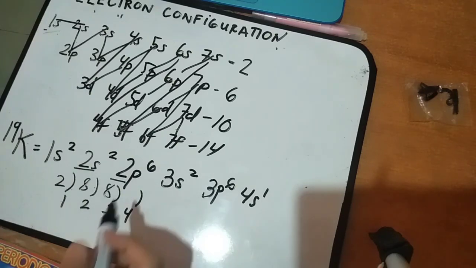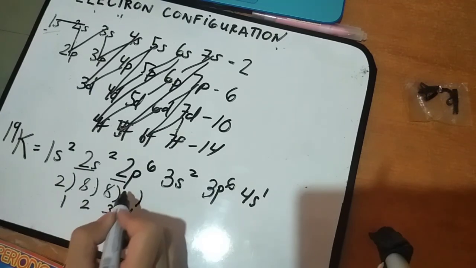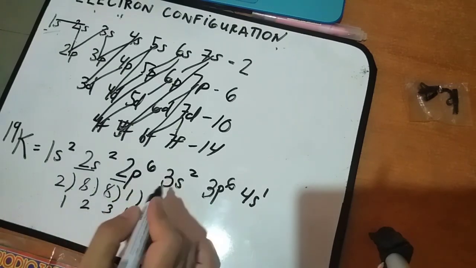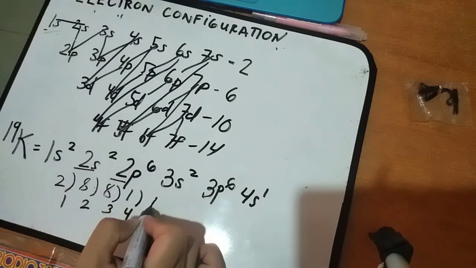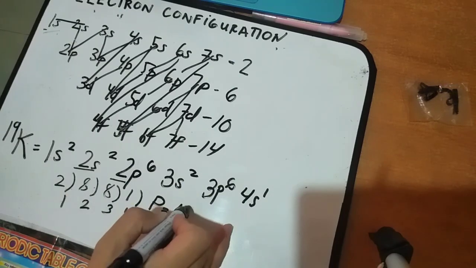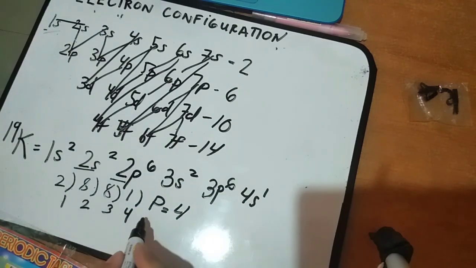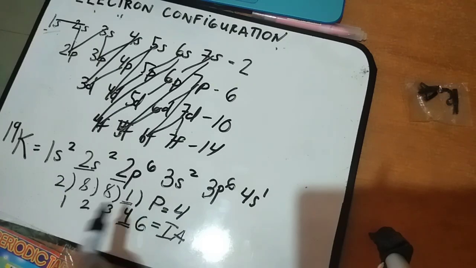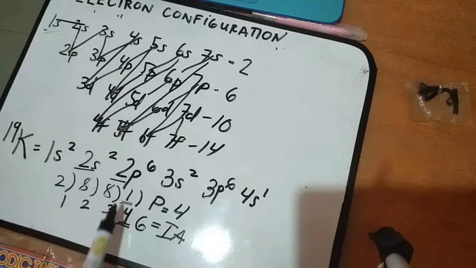So, ilang electrons meron sa fourth energy level? So, nag-iisa lang siya. So, 1. So, if you would look here, the period would be period 4. Then, the group would be 1A. So, this is the period. This is your group. Diba? Group would always be your valence electrons. Okay?